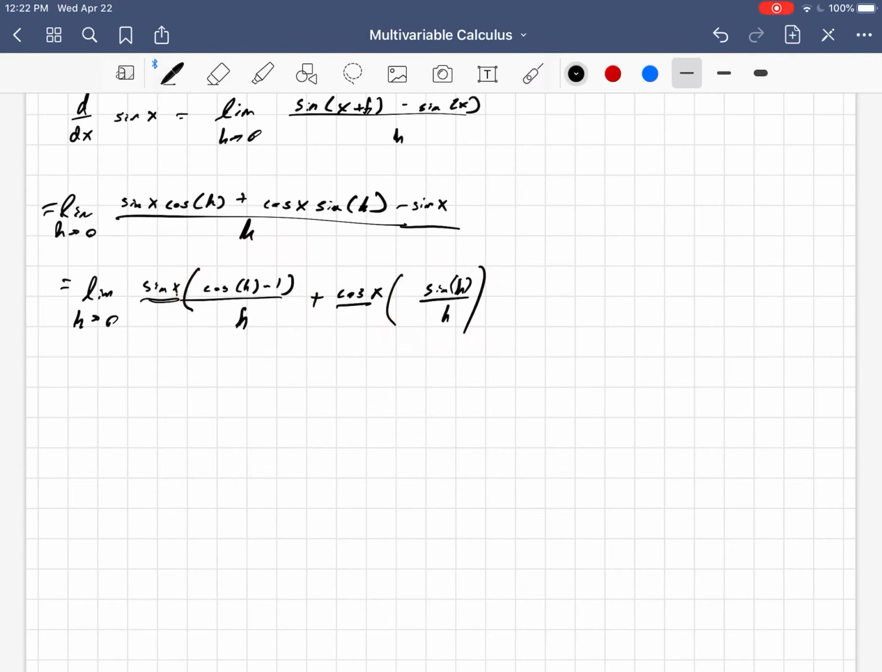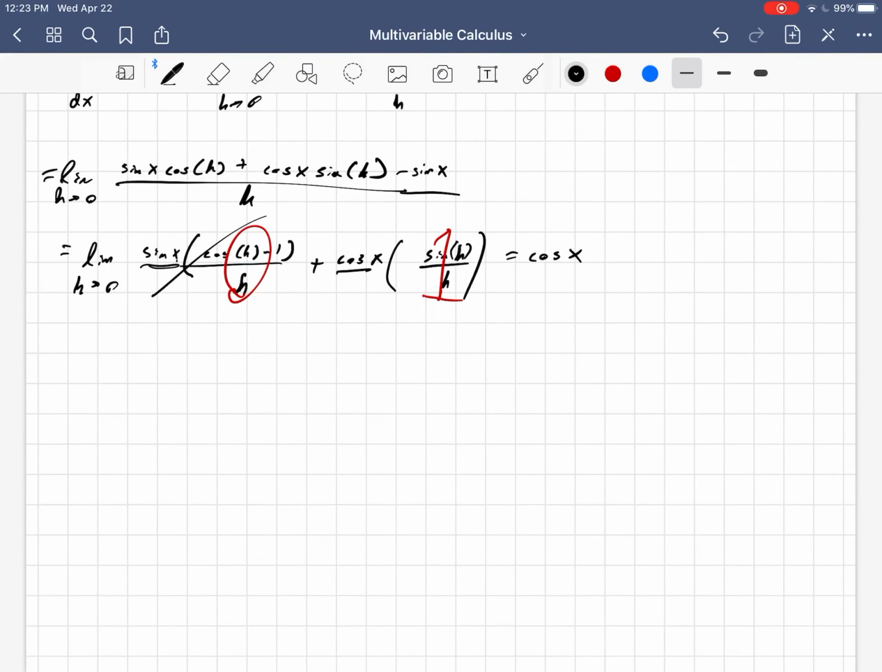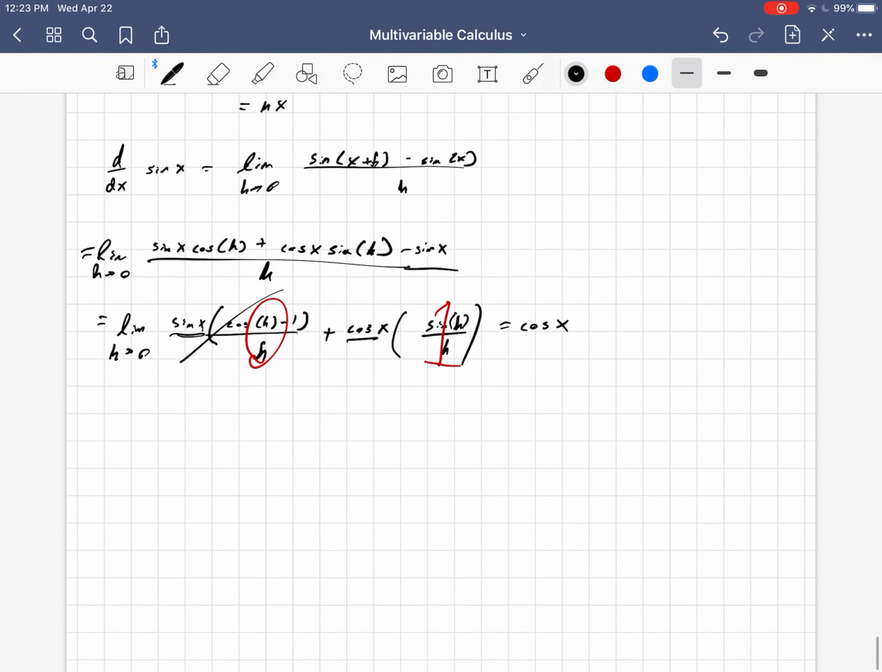Yep. Now, as we take the limit as h goes to 0, well, with respect to h, x is held as a constant, so these two really just stay as they are, and we're just going to focus on these here. If you watched my last videos, you will know that the limit as h goes to 0 of the sine of h over h is just 1, and the limit as h goes to 0 of the cosine of h minus 1 over h is 0. So this whole term goes away, and we just get cosine of x. So the derivative of the sine of x is the cosine of x.